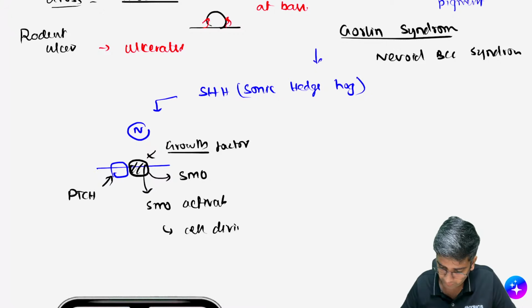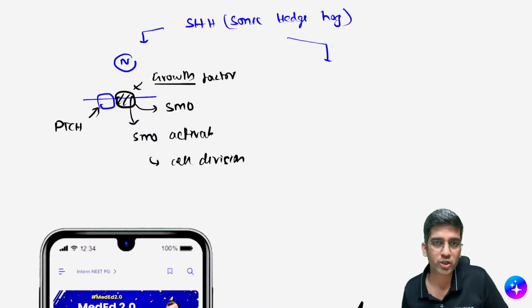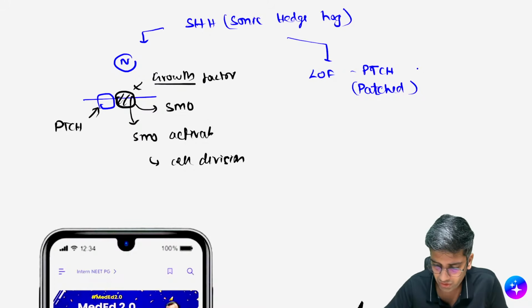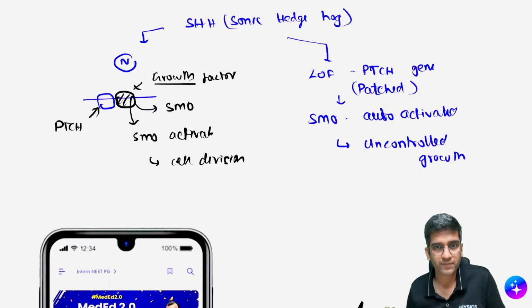That is normal. Fine. So now what happens in SHH mutation, or the sonic hedgehog? This entire pathway is sonic hedgehog. So what happens in the mutation in the BCC sequences? You will have a loss of function mutation of the PTCH gene. Again, this is seen in both sporadic as well as syndromic. It is called the patch gene, or PTCH gene. The moment I have loss of function mutation, what happens? SMO is auto-activated, even in the absence of growth factor. The moment it is auto-activated, it causes uncontrolled growth. When there's uncontrolled growth, automatically you're going to end up having cancer formation. As simple as that. Got it?